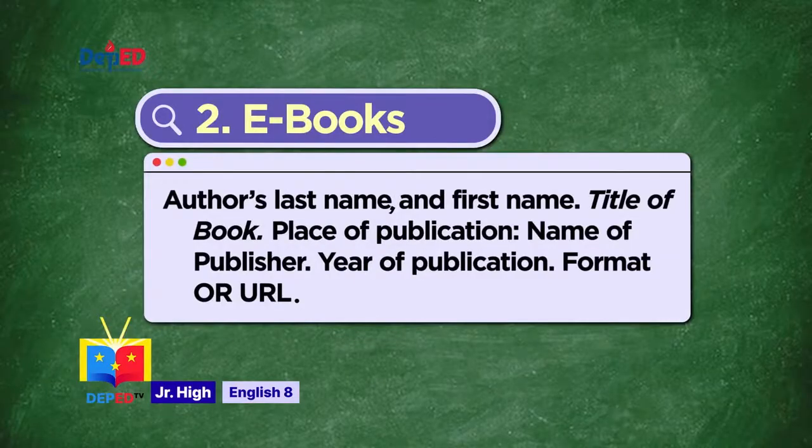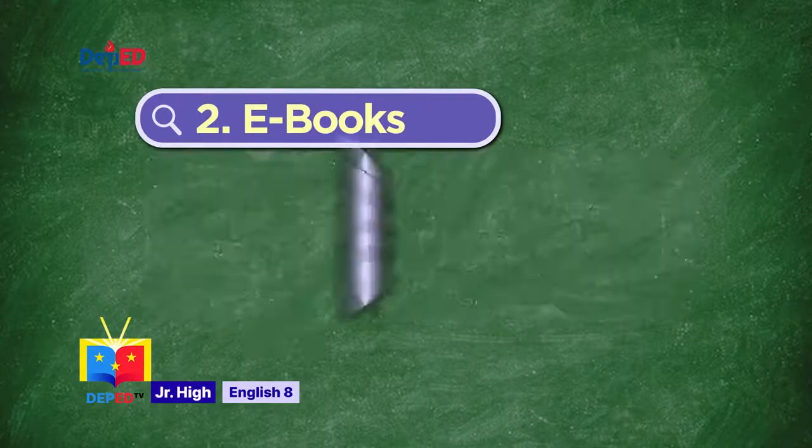Write the author's last name, comma, and then the first name, period, title of book, period, place of publication, colon, name of publisher, period, year of publication, period, format or URL, period. And here's an example of an ebook bibliography.